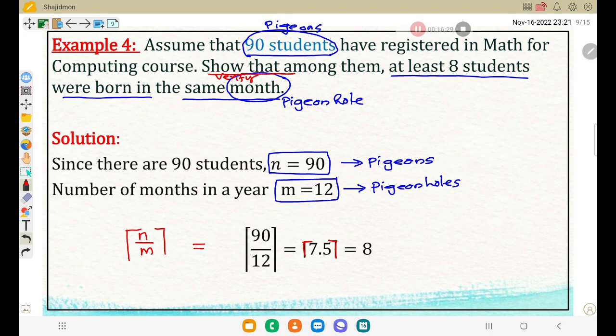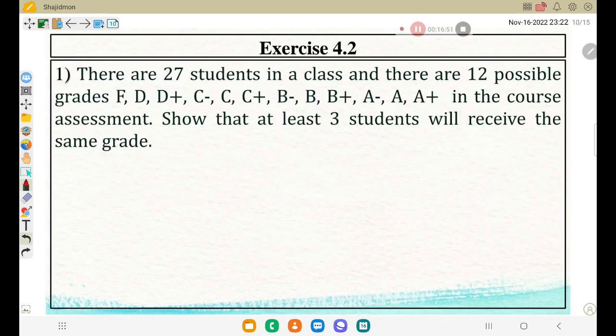So how many students in the same month? One of the months. Out of these 12 months, at least one month has at least 8 students born in it. Correct. So that is what our question asks: 8 students were born in the same month. That is the idea of this pigeonhole principle question. Now next we are going to the exercise.